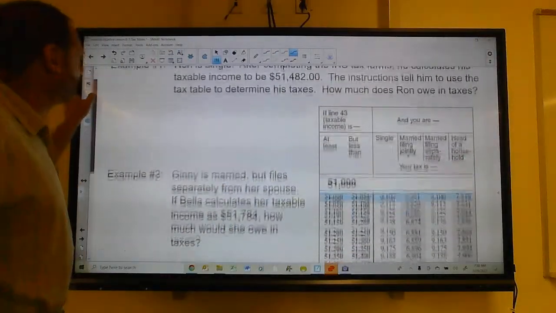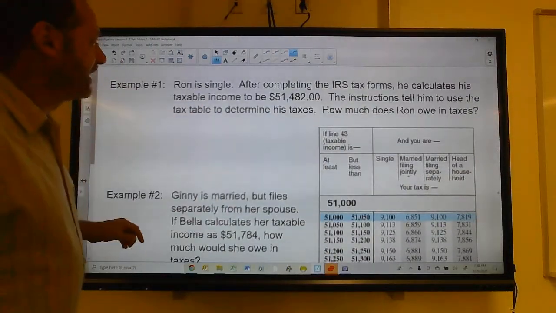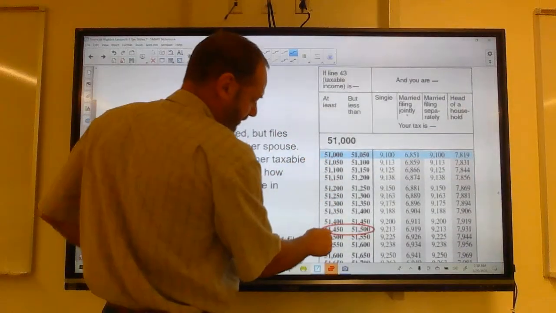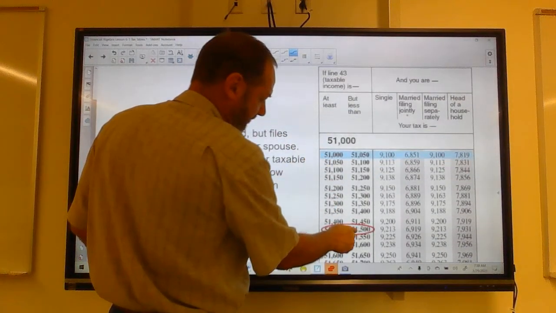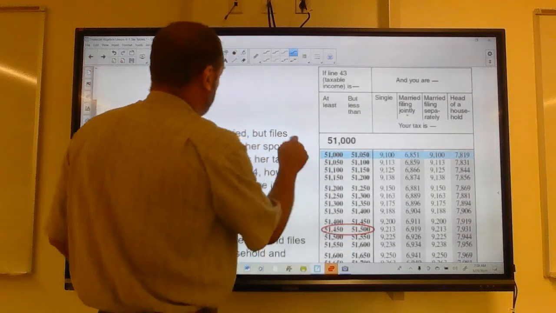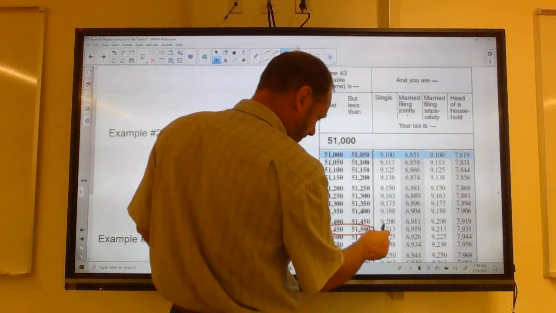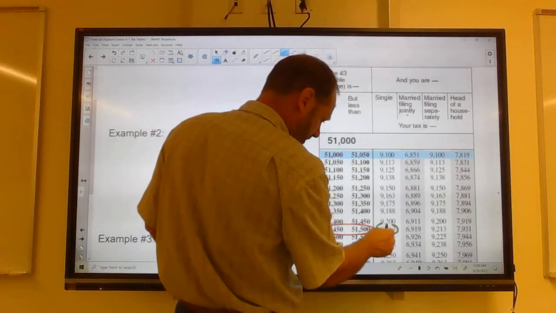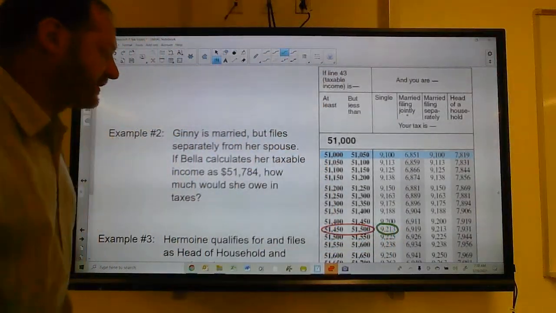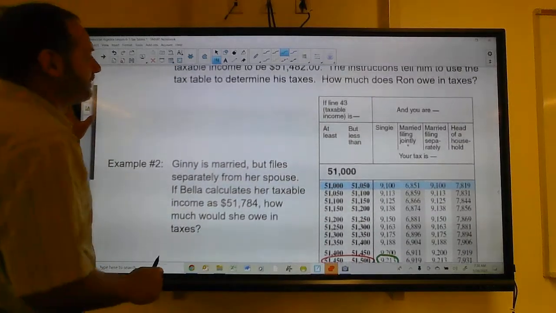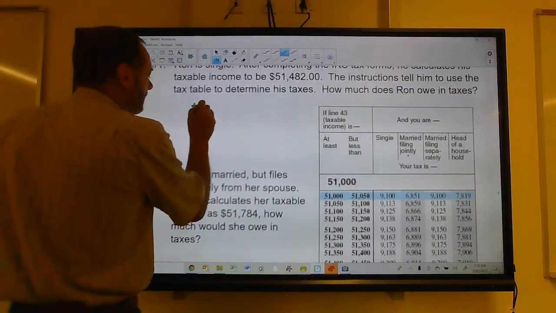Okay, so we look here at the problem. He's single, and he made $51,482. So you go down here. And that's between $51,450 and $51,500. Okay, so you go over to the single category, which would be right here. And that's how much he has to pay in taxes, $9,213. Okay.